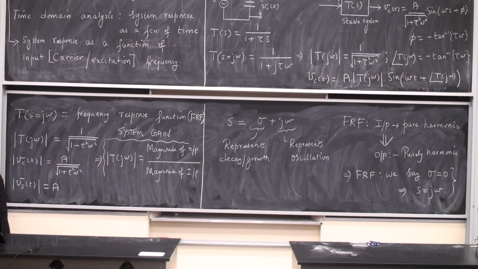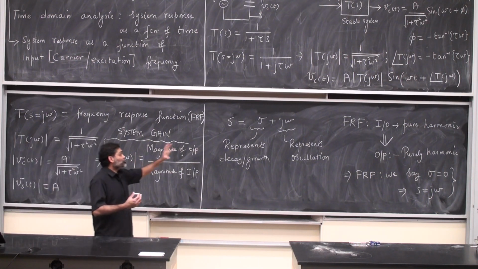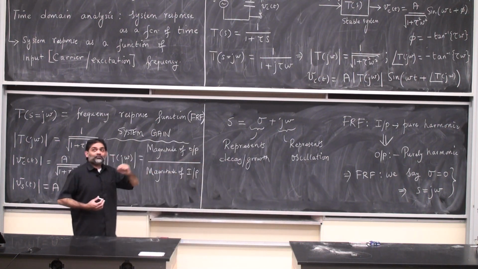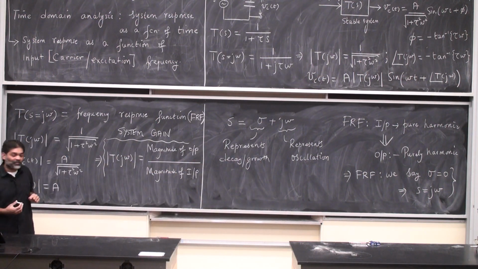This is the real physical reason. The mathematical reason is that only if you put S is equal to j omega will you be able to recreate the output using the magnitude of the FRF and the phase of the FRF. The physical reasoning is there is no growth, there is no decay. Pure input, oscillatory signal, purely oscillatory output signal. Okay?